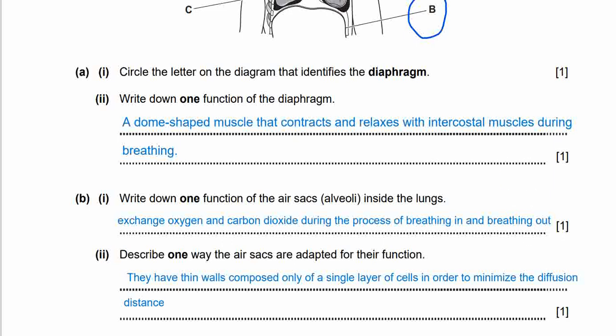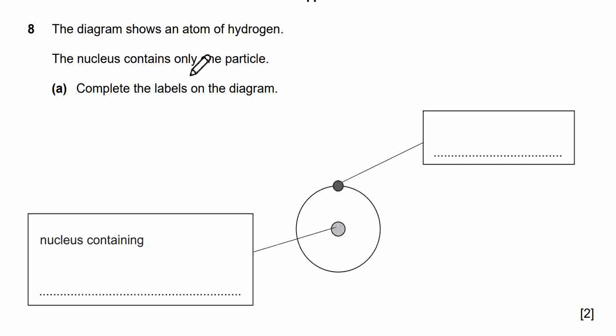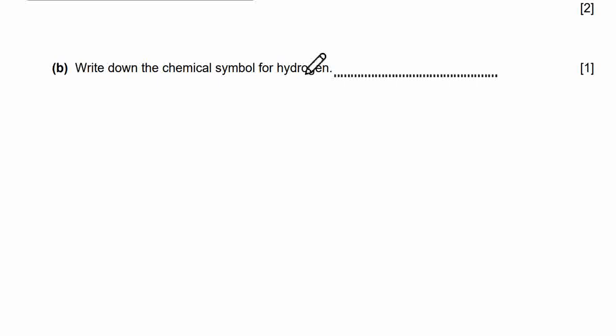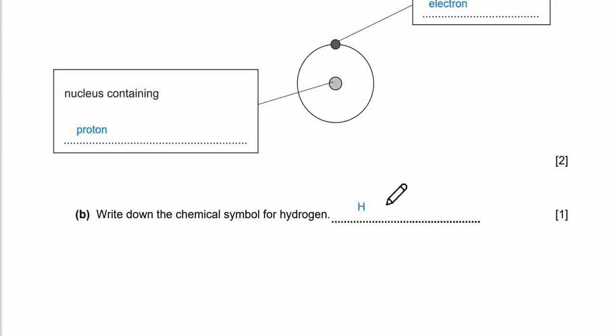Okay, let's move on. Now we are on question 8. The diagram shows an atom of hydrogen. The nucleus contains only one particle. Complete the labels. So hydrogen has only one. This one here is the proton. There's no neutron because there's only one particle, and this is one electron. So let's complete the table. Proton, electron, no neutron. Next, write down the chemical symbol for hydrogen. Just take the first letter, H. It will be as easy as that.